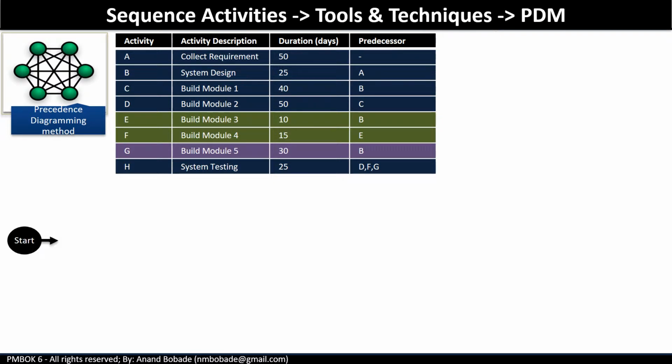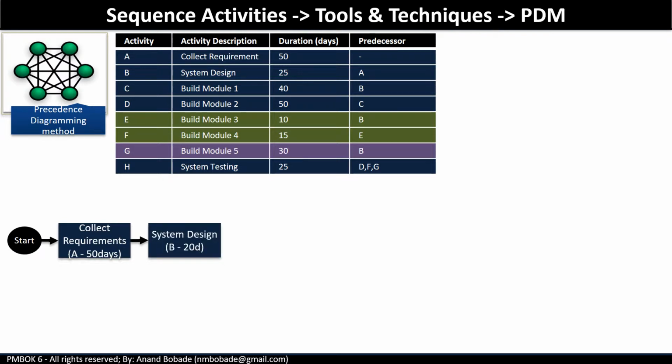We begin with the start activity. Next, you find the activity without any predecessor, so it becomes the first activity after start. So activity A, collect requirement, becomes our first activity. Activity B, that is system design, has a predecessor A. Hence, the next activity is activity B.